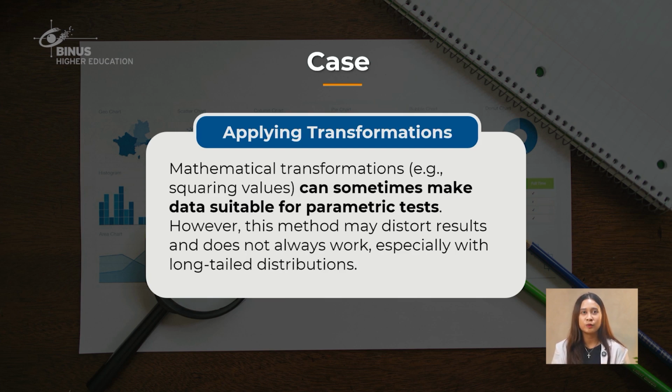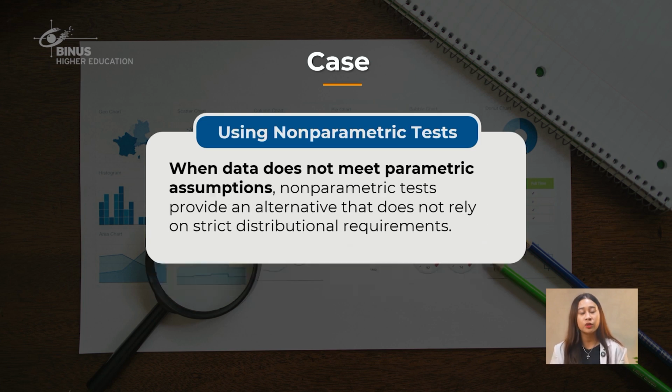Transformation does not always work, especially when you have a long tail distribution. So what is the solution for data that has many outliers, is small, and does not match the normal assumption? Here, you can use the non-parametric test. When the data does not meet the parametric assumptions, and you have also tried removing outliers and transformation, you can use non-parametric testing, because it is an alternative that does not rely on strict distributional requirements.